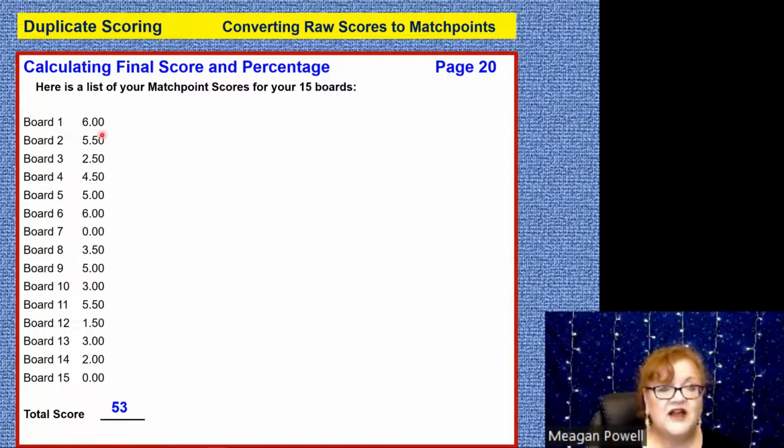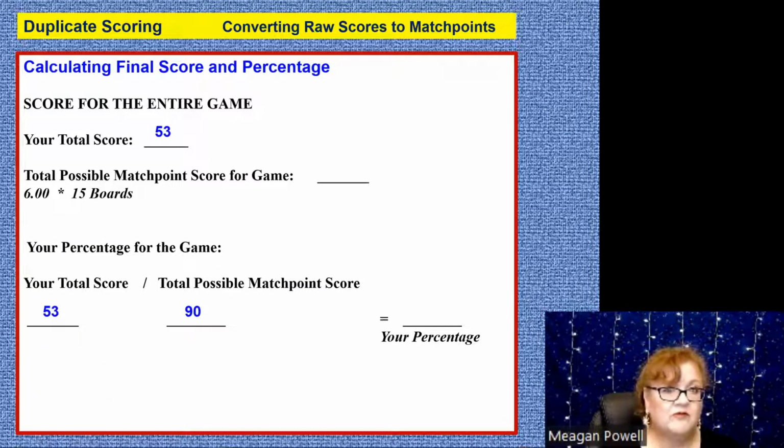So each of your boards at the end of the game had its raw score converted to one of these match point scores. Now you add up all of your match point scores in all 15 boards, and we came up with a 53. So for the entire game, your total score is a 53. The total possible match point score was a 90, and we got that from a high of six on every given board times 15 boards. But then what we do is we want to take the 53, divide it by the total possible 90, and we get our percentage. And our percentage is 58.88888. We could just round it to 59%.